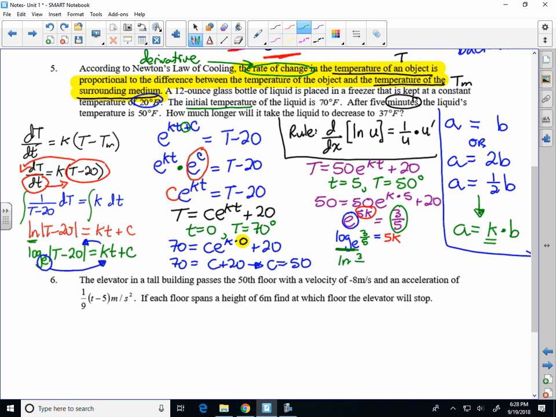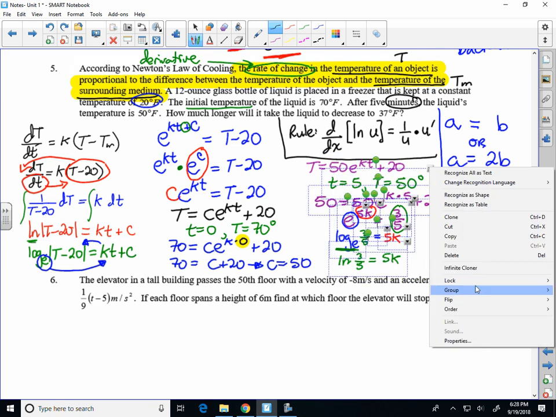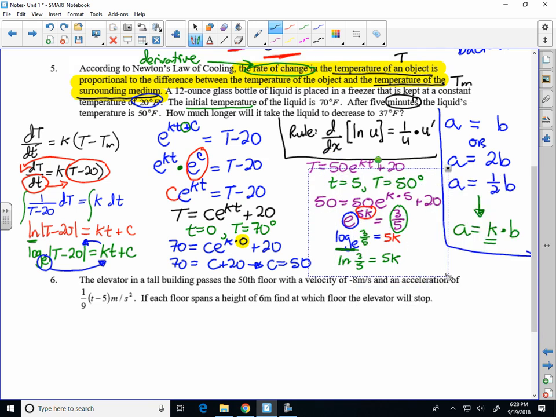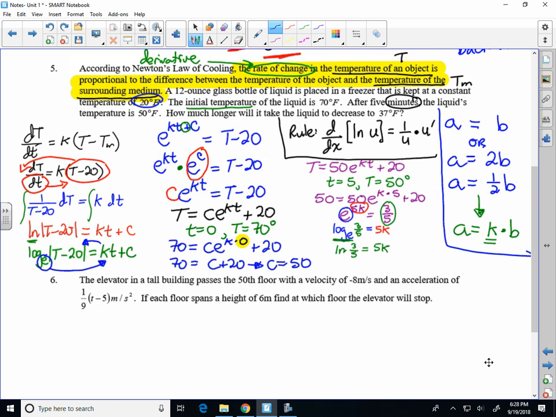All right, so what we have here is an ln of 3/5 equals 5k, which means that k is equal to 1/5 ln of 3/5. Okay, I'm just going to scooch this up a little bit. Tuck it in below. All right, so k is equal to 1/5 ln of 3/5.